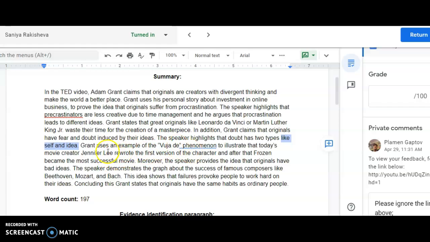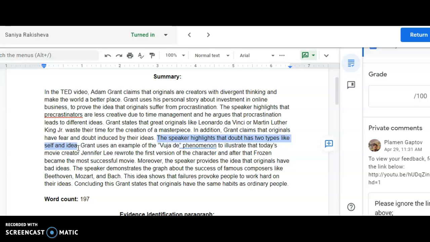He uses the example, again we stay away from examples. Rewrote the first version of the character, became, okay. So this whole thing here, we do not include that in the summary. Instead, we explain the idea itself. But to be honest, I'm not very sure what this means. The doubt has two types, self and idea.